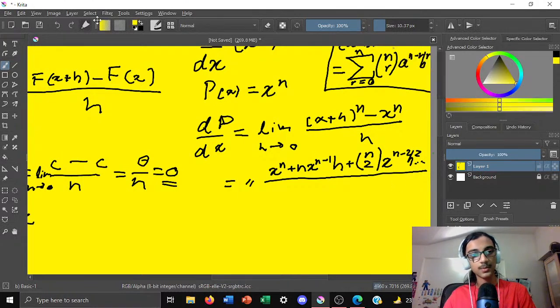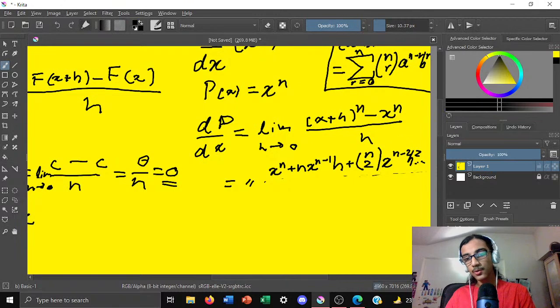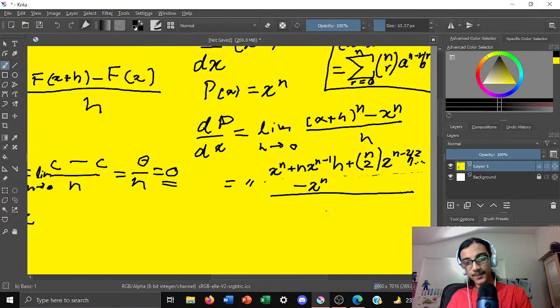Let me erase the fraction bar. Okay, yeah. So we'll keep on going until you get h to the power n, and we're going to subtract off x to the power n, because remember that term is still there, right? And we're going to divide by h, right?